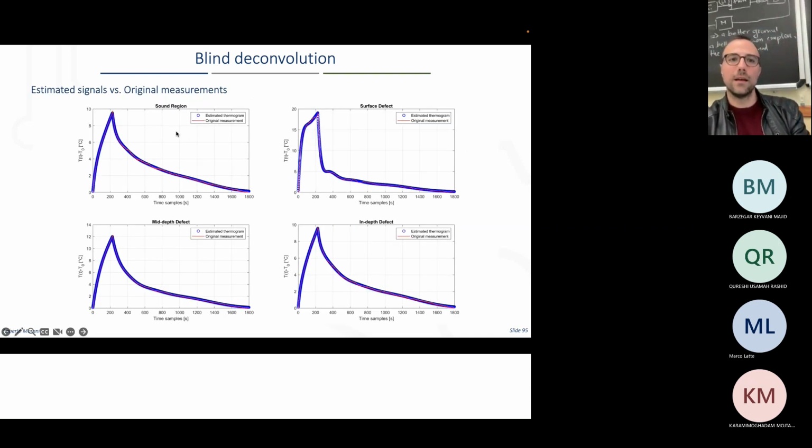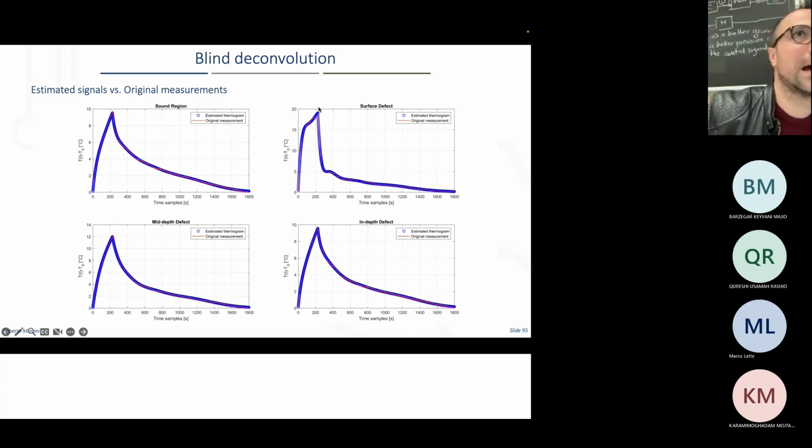Once you get the estimated source and the estimated impulse response, you can also compute your estimated output based on these two outcomes from your model, and then compare the estimated output with the actual measurement that was used to obtain the source and the impulse response. This is the comparison. The blue circles, which look more like a stripe than circles, are the estimated thermograms, the temperature signals, and in red the original measurement. Here it is for a surface defect.